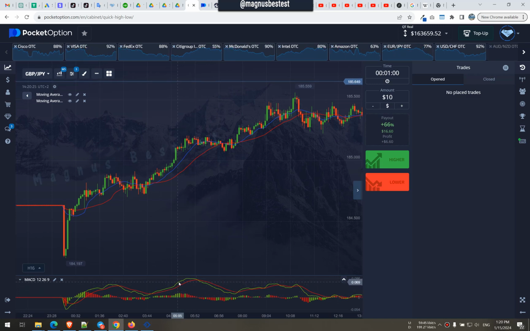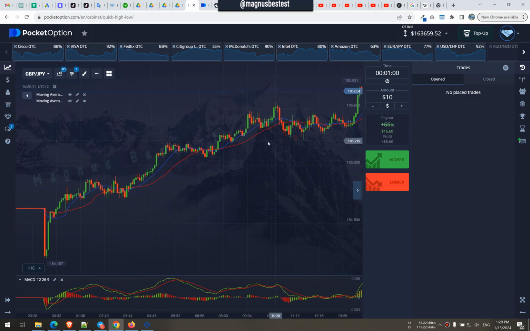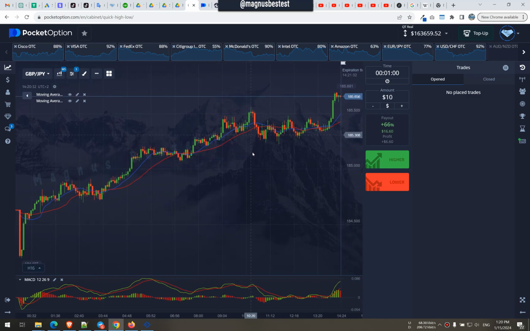And again, let me repeat, we were checking this green candle. The MACD line here is 0.059, because at this point the distance between the blue line, the moving average 12, and the moving average 26 is 0.059.